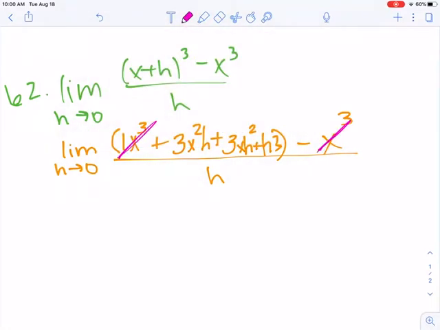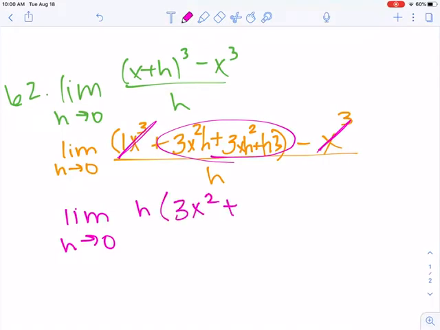Okay, so then our x cubes can cancel out, and we have the limit as h approaches 0, where all of these terms have an h. We can factor that out.